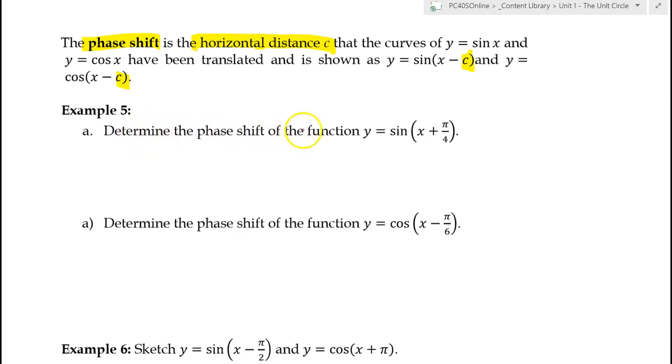So determine the phase shift of the function y equals sine x plus pi over 4. Well, that means that C is actually going to be negative pi over 4, because two negatives would make that positive in the equation. Conversely, when we're looking at the second example, C would be positive pi over 6, because in the general equation we are subtracting.